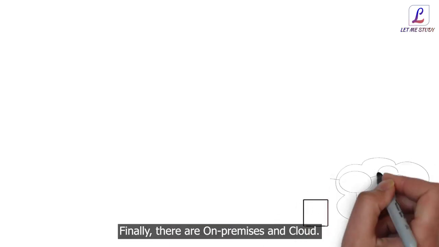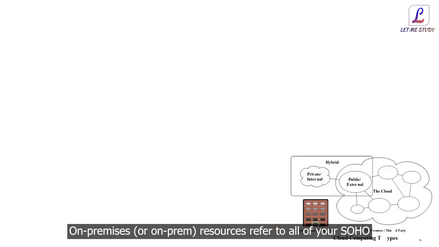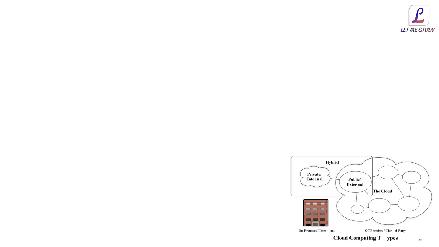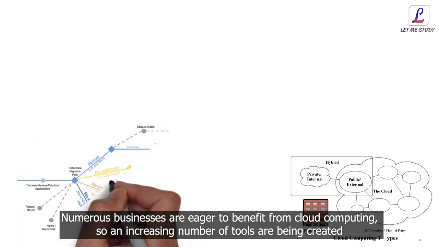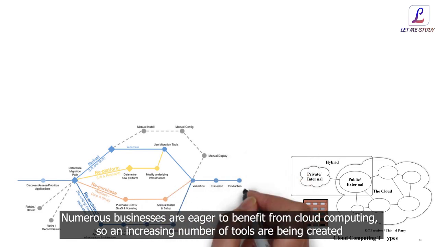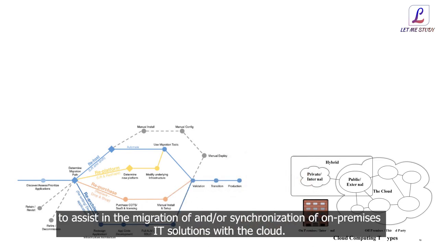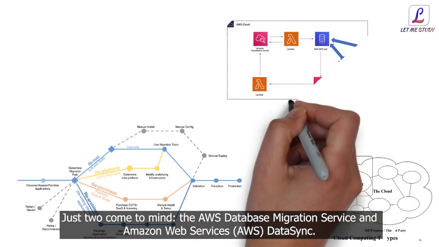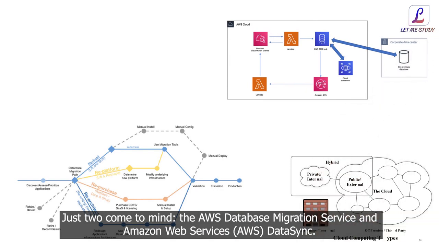Finally, there are on-premises and cloud. On-premises, or on-prem, resources refers to all your SOHO or enterprise networks, IT resources, computing, storage, and network. Numerous businesses are eager to benefit from cloud computing, so an increasing number of tools are being created to assist in the migration and/or synchronization of on-premises IT solutions with the cloud. Just two come to mind: the AWS Database Migration Service and Amazon Web Services AWS DataSync.